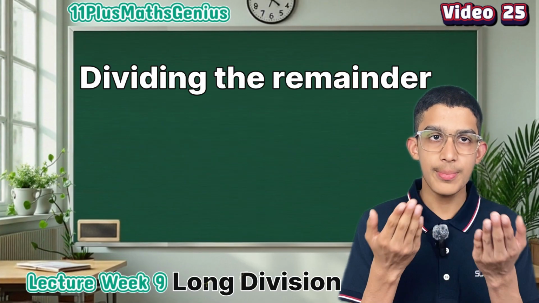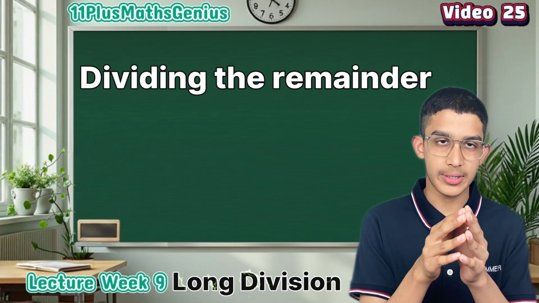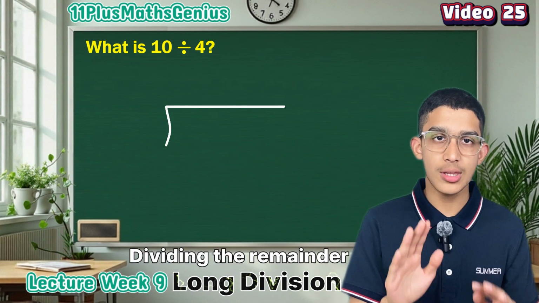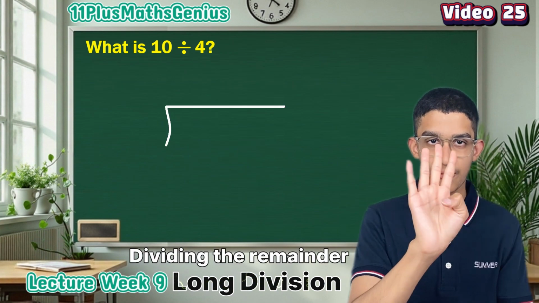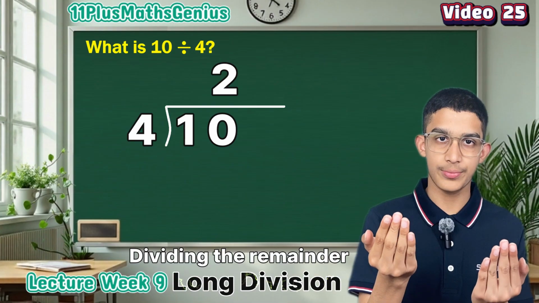Dividing the remainder. If we bring the decimal point, we can divide the remainder. For example, what is 10 divided by 4? Step 1 is as usual.